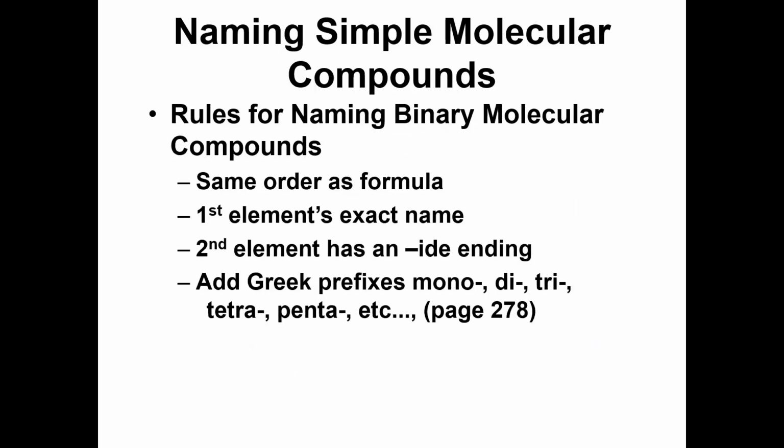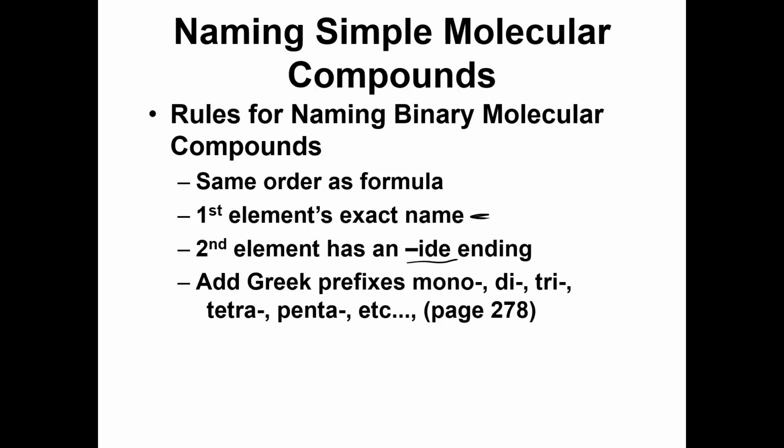So the rule: we have the first element, we just give it its name, like carbon or sulfur, and then we name the second element, just like we did for the ionic compounds. It gets the ending IDE. So carbon and oxygen would be carbon oxide. And then we can of course have carbon monoxide or carbon dioxide.